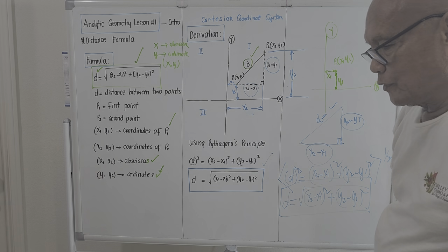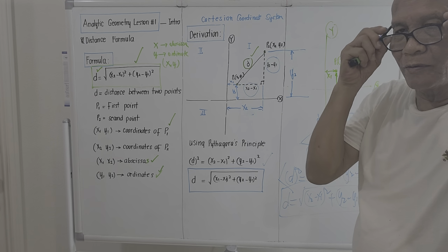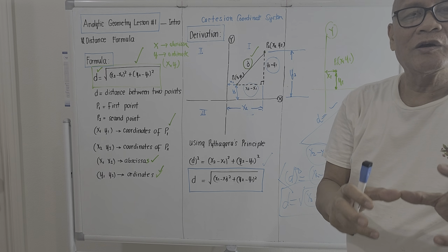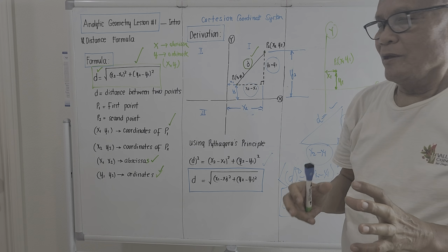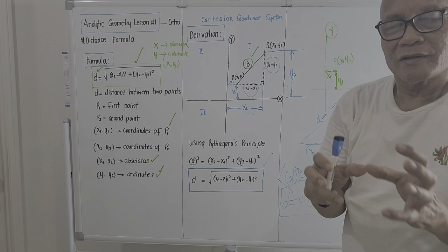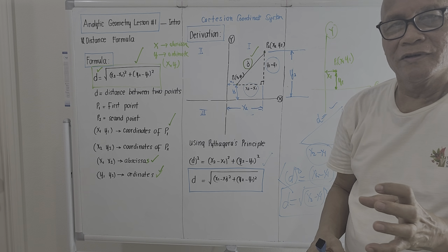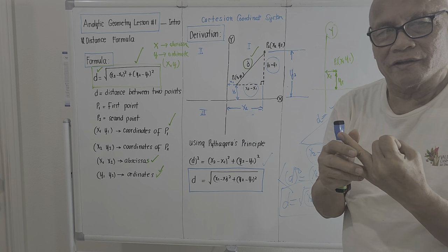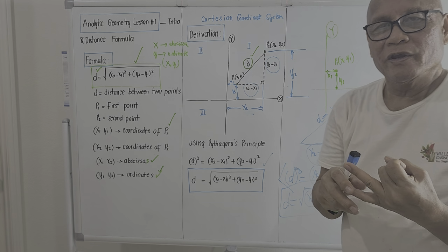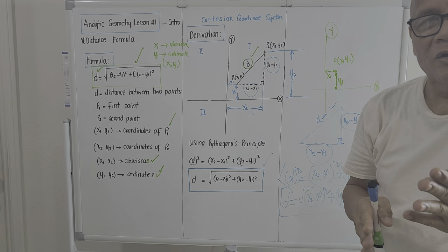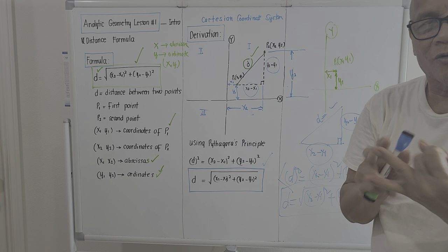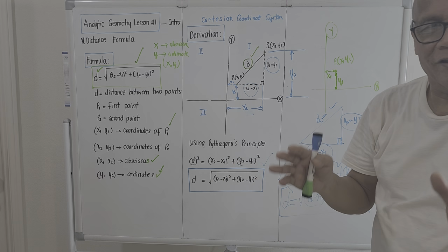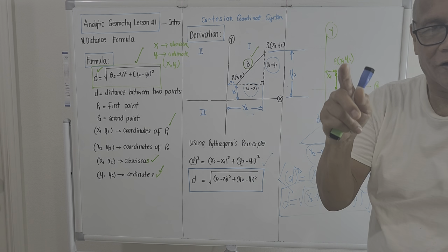Okay, guys. This is an introduction to the study of analytic geometry. So at least we now know what are the important definitions or terms under the Cartesian coordinate system. We know what is a y-axis. We know what is an x-axis. We know the 4 quadrants. We know the meaning of abscissa and ordinate. So actually, the last part is actually the derivation of the first formula under analytic geometry.